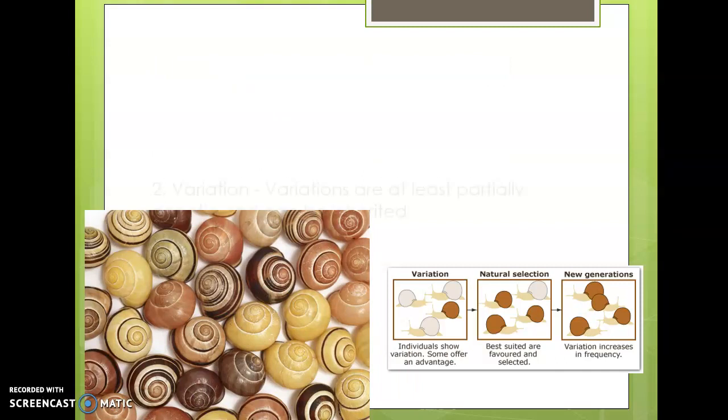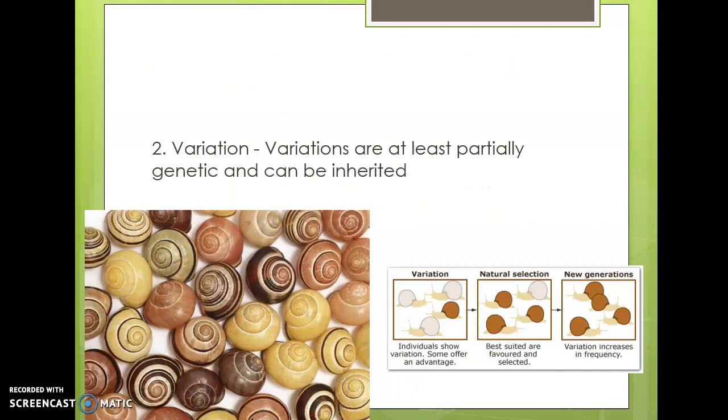Then these variations have to be genetic. Variations that occur as a result of lifestyle or life events are not going to be passed down to our offspring. And so the variations that evolution is going to apply to have to be genetic variations, at least partially genetic. Some of them might be influenced by genetics but have more to do with their lifestyle. They have to be inheritable.